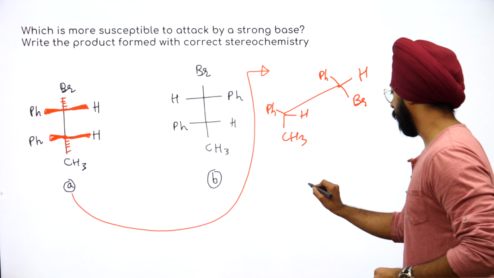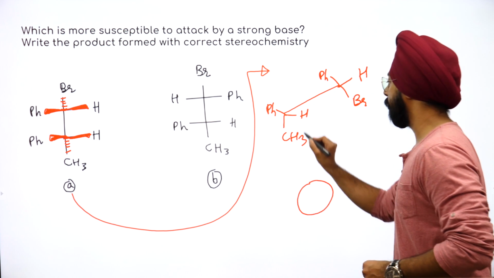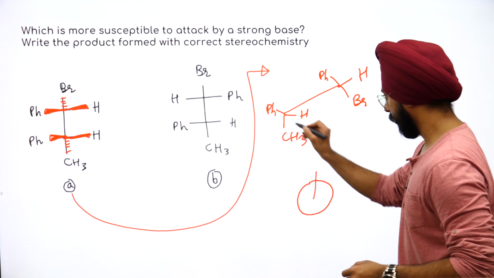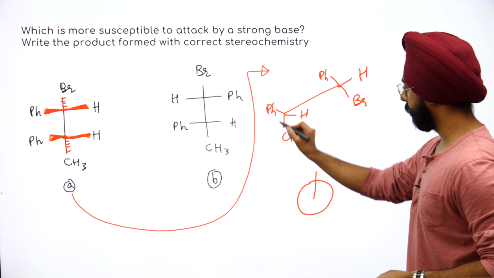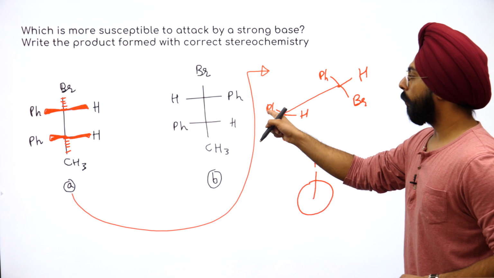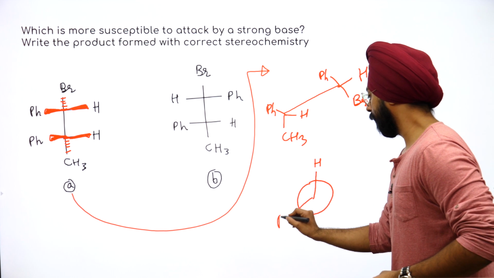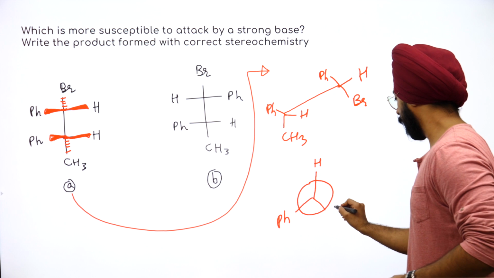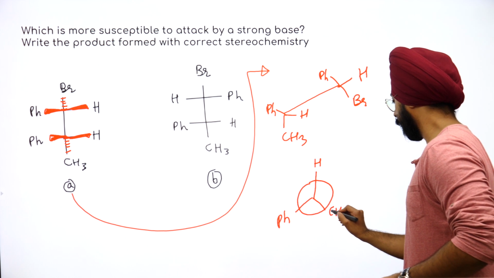इसका न्यूमैन प्रोजेक्शन बनाते हैं, in which we will keep hydrogen and bromine anti to each other. So in this first carbon, ये वाला कार्बन आगे बन रहा है, alright, this is the front carbon. Let's keep hydrogen on the top. Anti-clockwise to hydrogen there is a phenyl group, benzene. Anti-clockwise to the benzene there is a CH3. This is the front carbon.